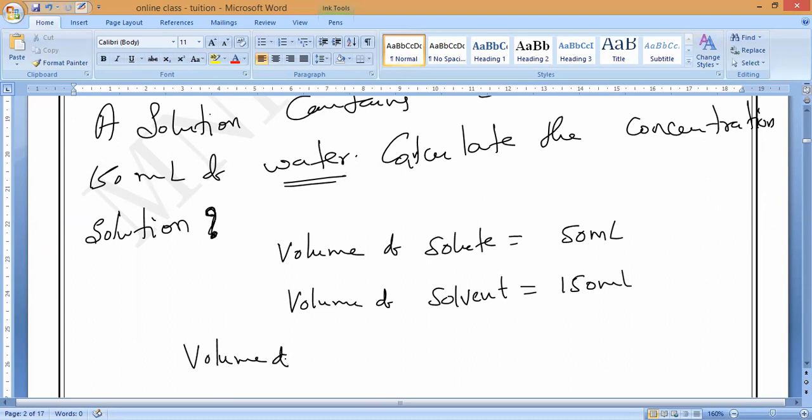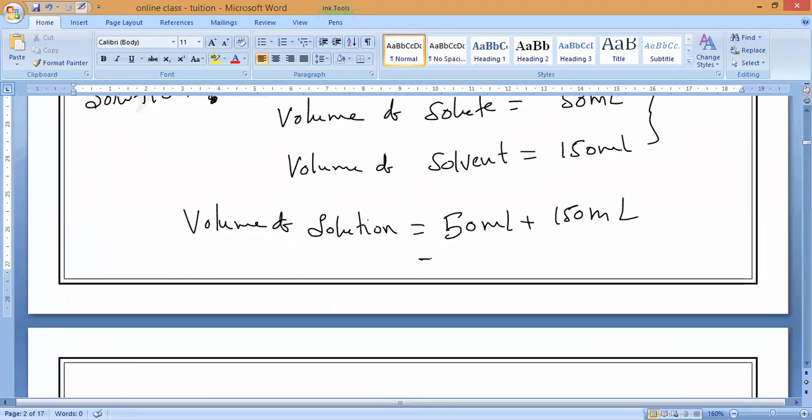Volume of solution is volume of solute plus volume of solvent. We have to do addition. So 50 ml plus 150 ml is equal to 200 ml. This is the volume of solution.